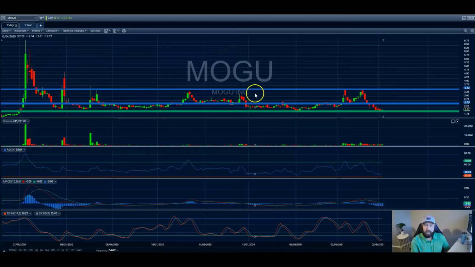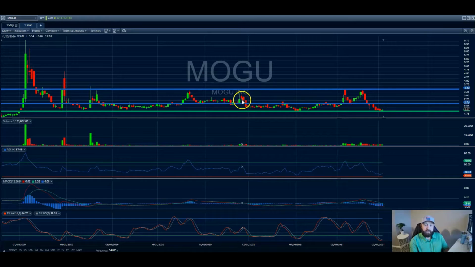So today I wanted to walk you through one of our end of day plays to see what I'm looking at and how I'm analyzing a chart. Here is the daily chart for MOGU, and this was selected as an end of day play today, and I'm going to show you the setup and why it was selected.